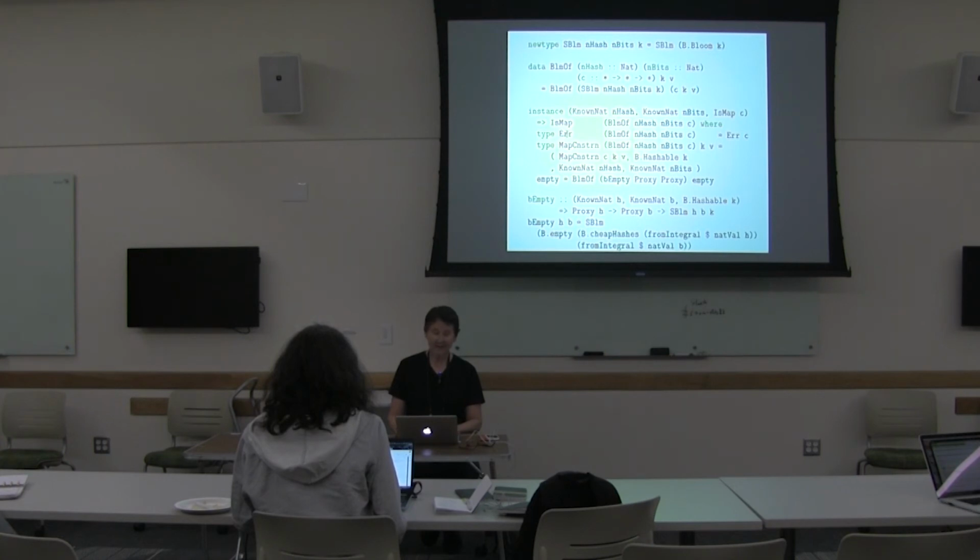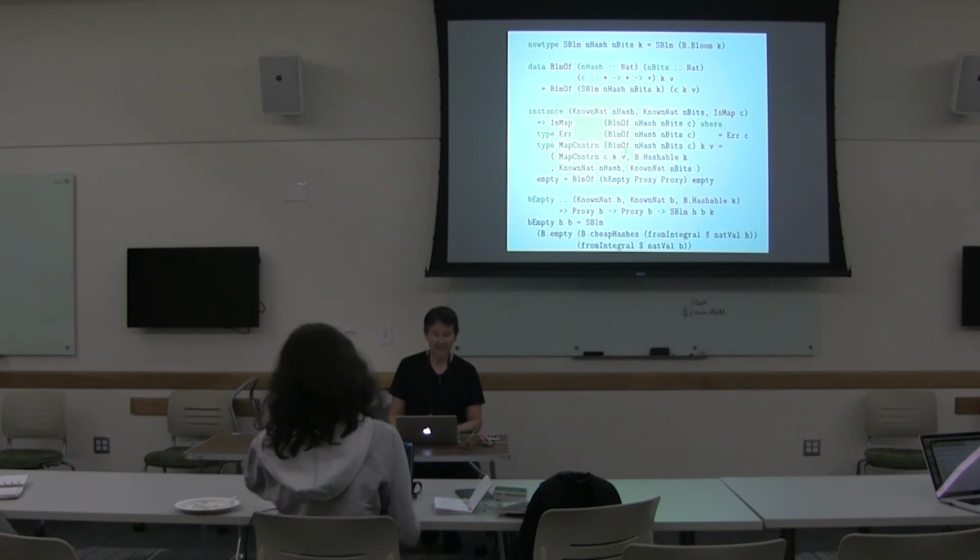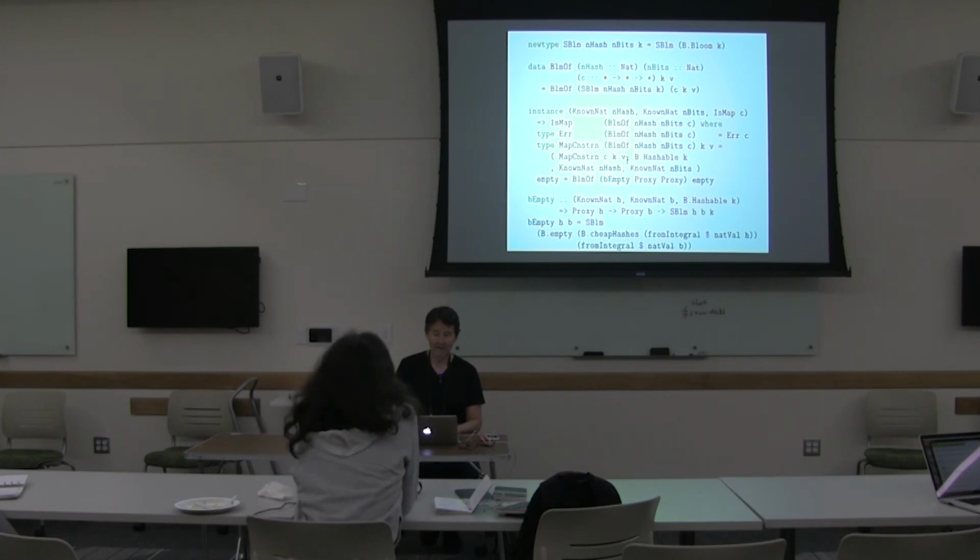And once again, the error is just the underlying error of C, but I've got some extra things here. The constraint for this bloom is the same constraint as the underlying map, the same Hashable, but I also have the KnownNats of the hash. Now here's where the magic really happens. I've thrown everything away, the insert, because that doesn't make any difference. We just needed to get to empty. I need to create an empty BloomOf. And this is the magic right here.